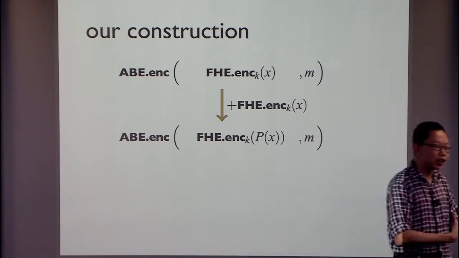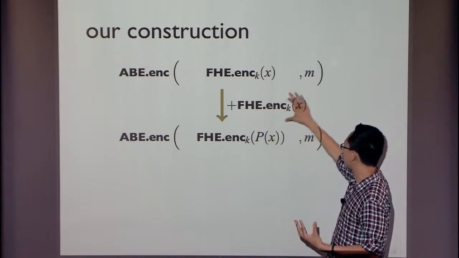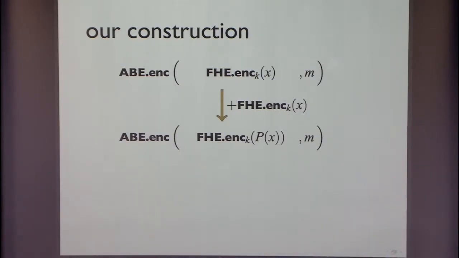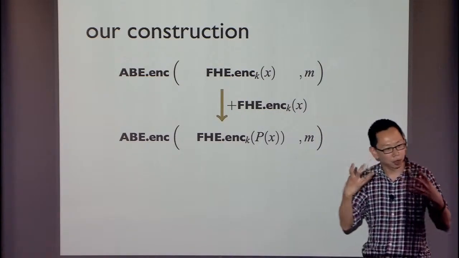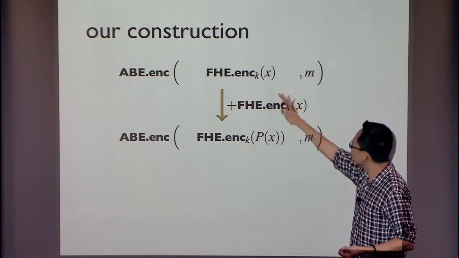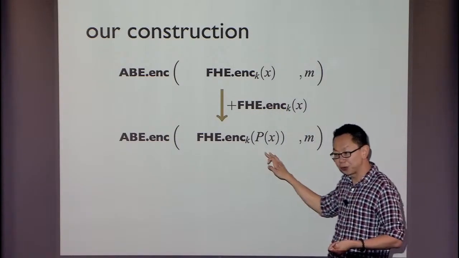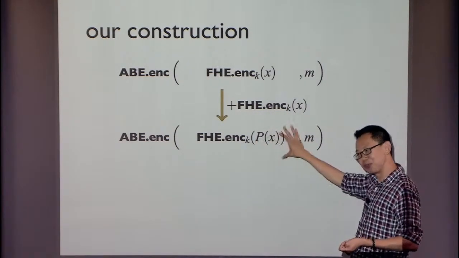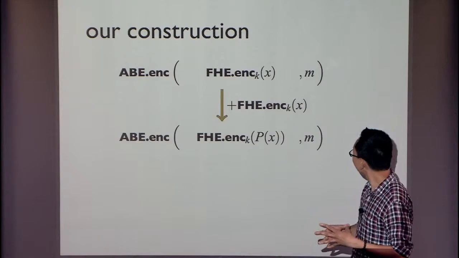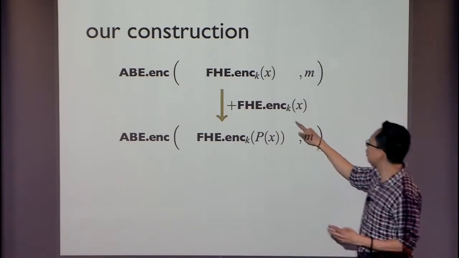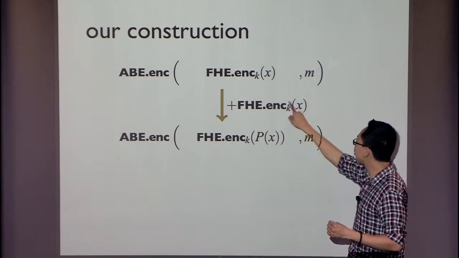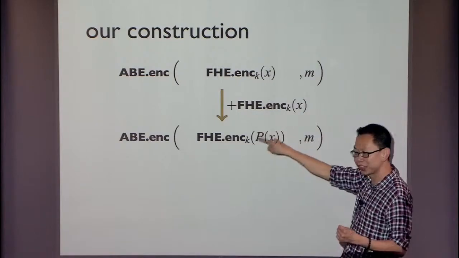This operation of computing an encryption of P of X from the encryption of X is some public operation on the attribute. So we can apply this public operation on this attribute, run the ABE operations, and turn this into an encryption under the attribute which corresponds to an encryption of P of X. But why do you need the FHE encryption of X? You just need the public key for the FHE. No, you need this, using the fact that from an encryption of X, you can go to an encryption of P of X, and this is a public operation.